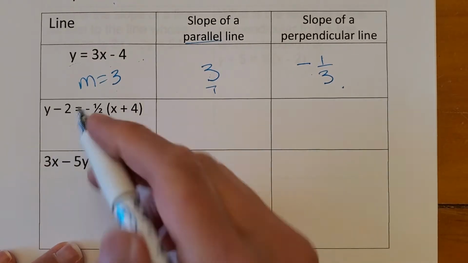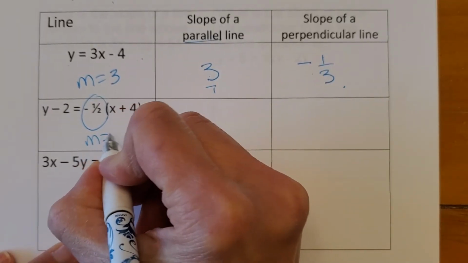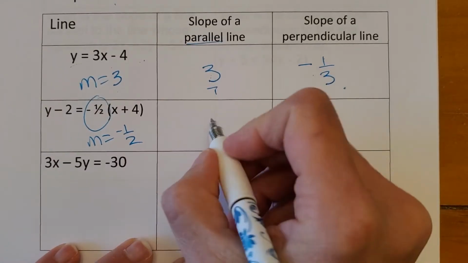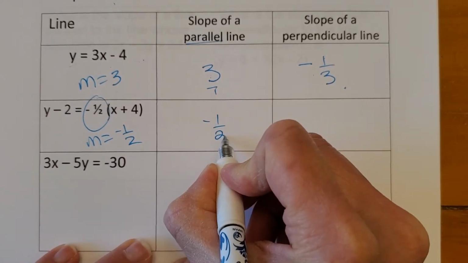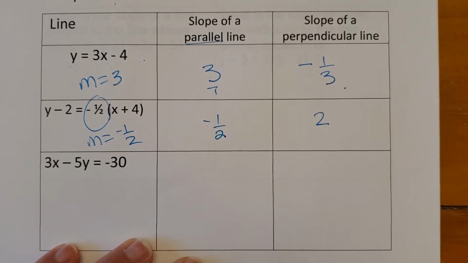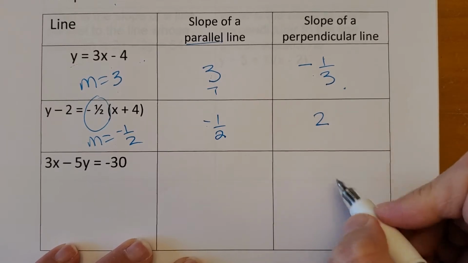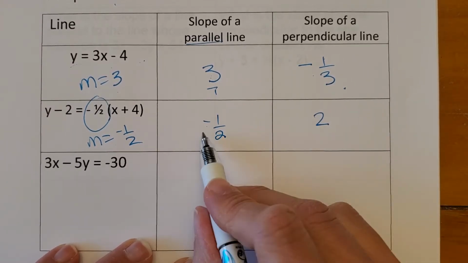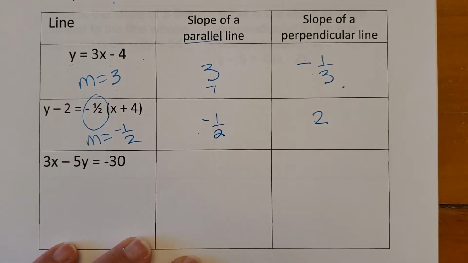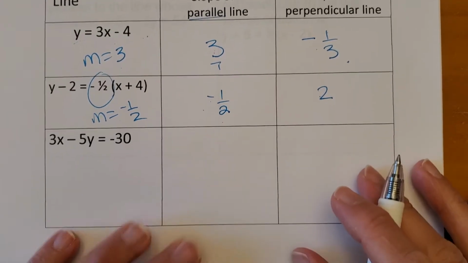This is in point-slope form, but our slope is still right there. So the slope of this line is -1/2. So the slope of a parallel line would be exactly the same. The slope of a perpendicular line would be the opposite sign, flipped over. And I don't need the 1, and I don't need a plus sign. If it's negative, it's going to go to positive. If it's 1/2, it's going to go to 2/1, but 2 divided by 1 is 2.